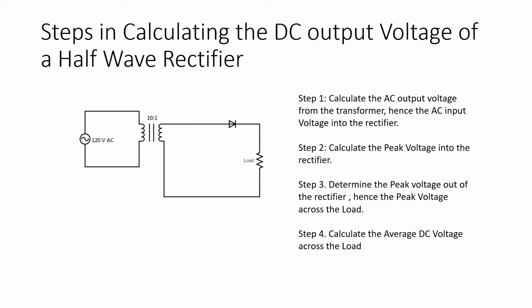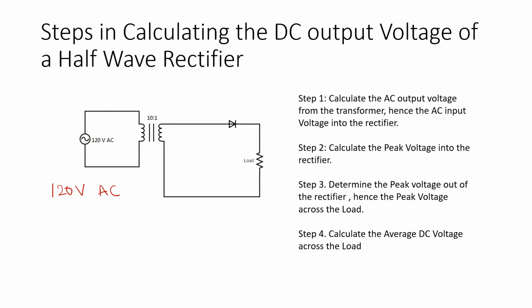Here on the screen we have a half wave rectifier circuit. The rectifier is fed by a 120 volts AC source through a 10-to-1 step down transformer. So here we bring 120 AC volts. So the input is 120 volts AC. Okay, good. Now this voltage is stepped down by a 10-to-1 transformer.